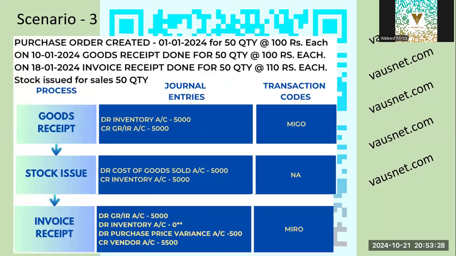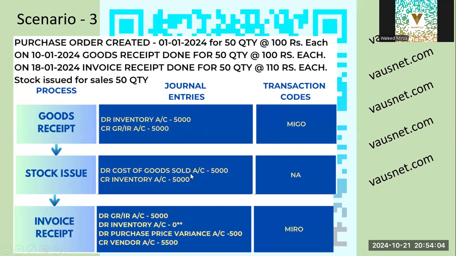Okay. Scenario number 3. 1st Jan, 50 quantity, PO raised, 100 each. On 10th, goods are received at 100, that is 5,000. Invoice is received for 110, which is 5,500. Stock issued for sales, 50 quantity. Okay, so entire stock is sent to sales. So inventory debit, GRIR account credit.